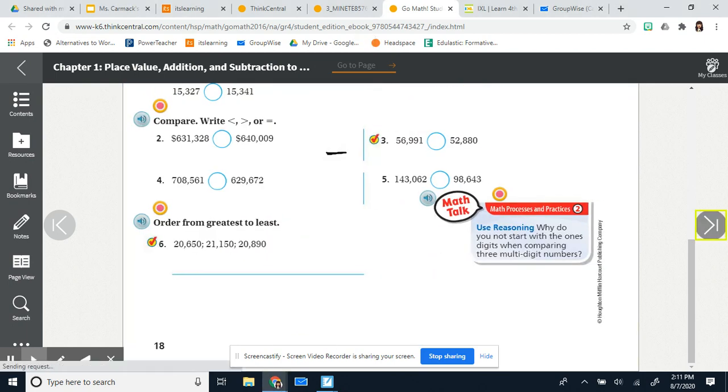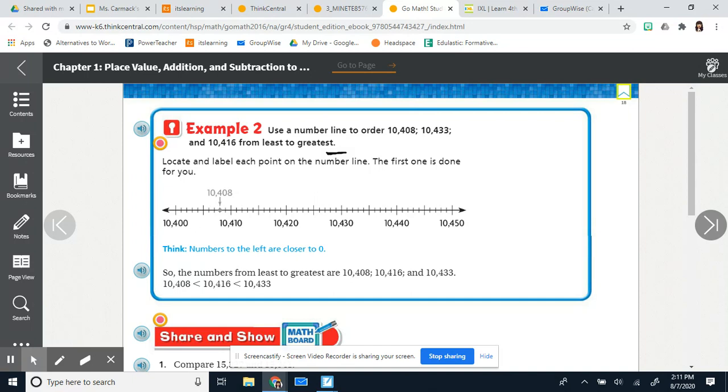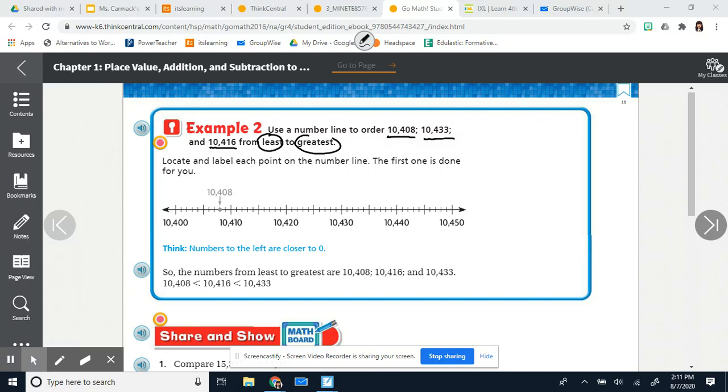All right, now we're going to go to the next page. We're going to be on 18. Okay, you can also use a number line to help you compare numbers. So that's what we're going to practice doing. We're going to use a number line to order 10,408. Underline your numbers. 10,433 and 10,416 from least. Circle your keywords to greatest.